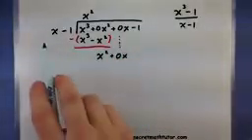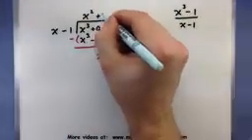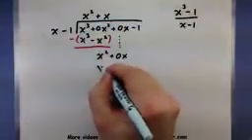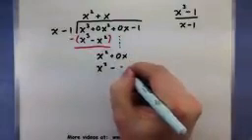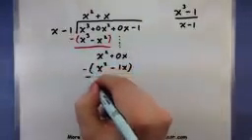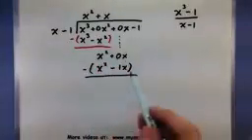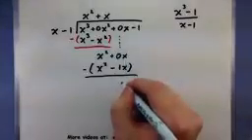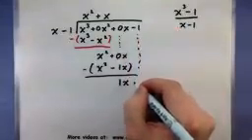Continue again. X times what would give me an x squared? Well, I think x is the thing that will do it. So x times x, x squared. X times a minus 1, minus 1x. And of course we want to subtract that away. So x squared minus x squared is gone. 0 minus a minus 1, it's like plus 1. So 1x. And we'll bring down our minus 1.